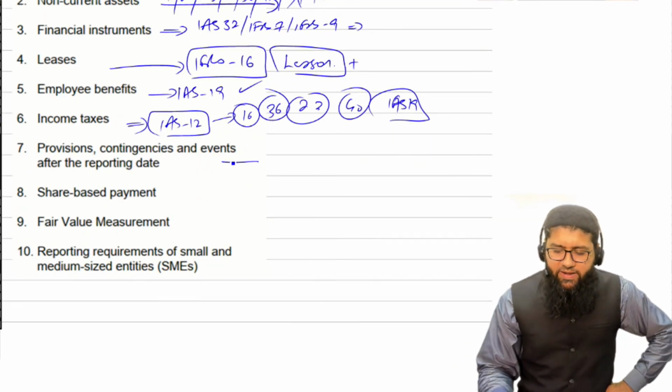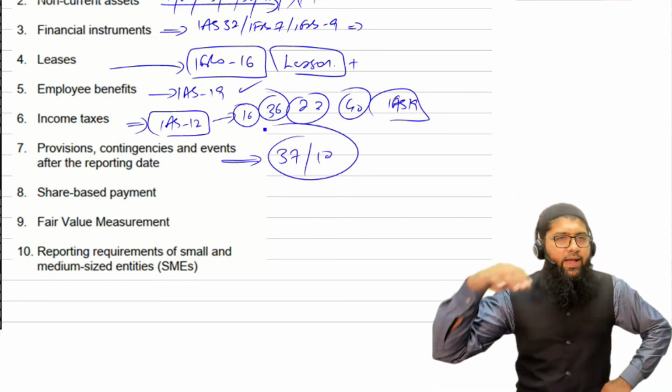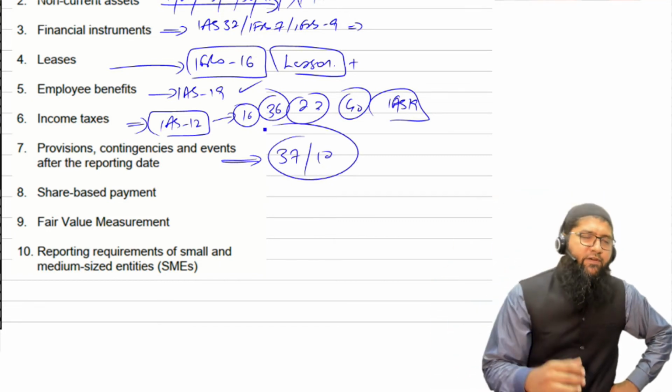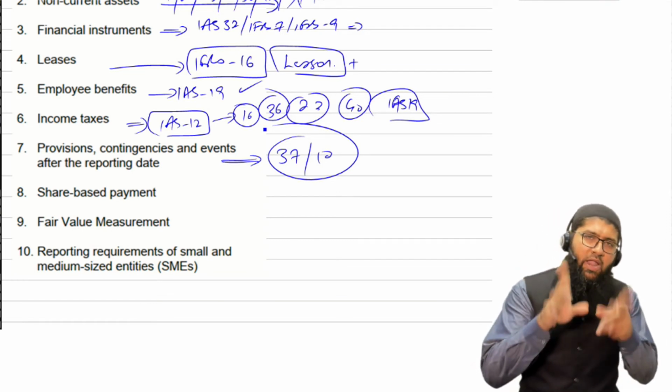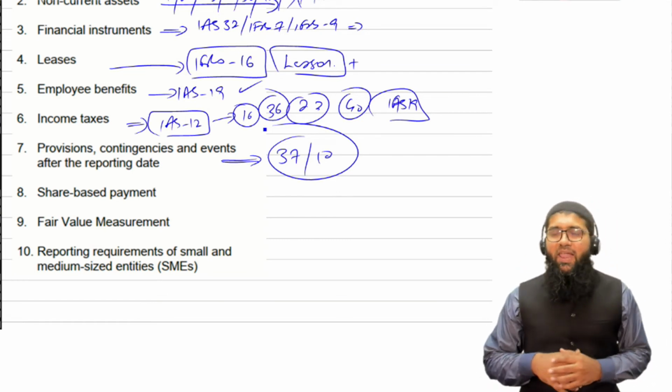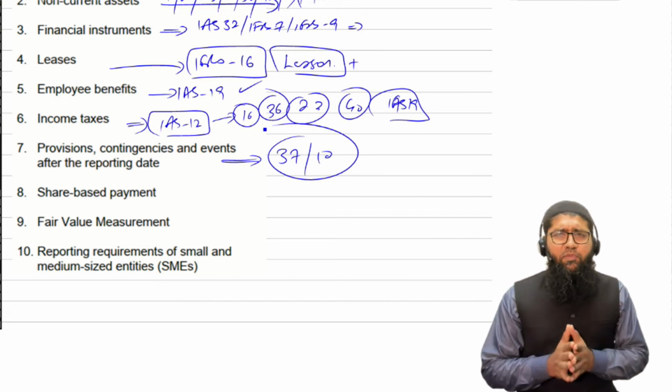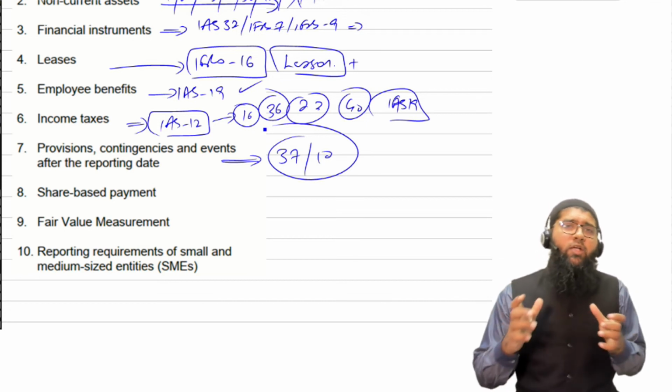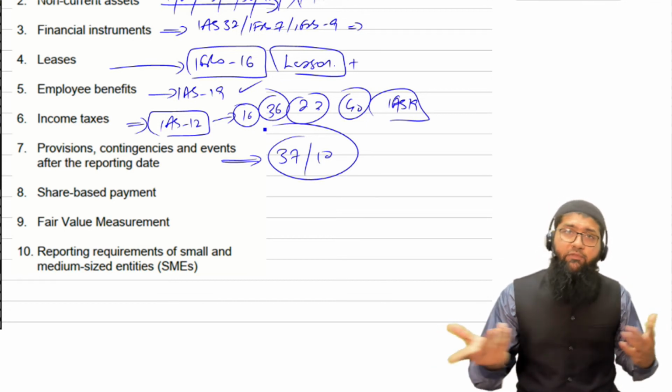You've got provisions, contingent liabilities, contingent assets, IAS 37. You study this at FA level, you study this at FR level, but believe me, you would love it when you come to SBR level. Why? Because even at the SBR level, they examine amazing questions with respect to this area. So you would love it.